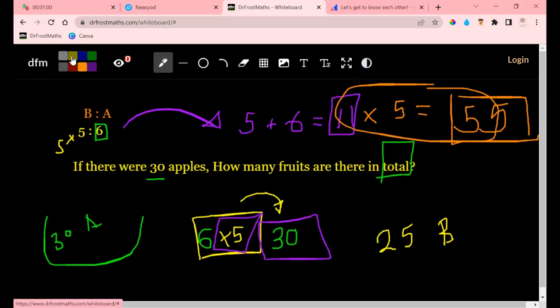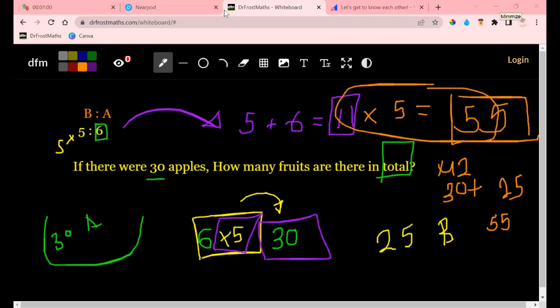Also, we can add 30 and 25. That's another method, method 2. We can add 30 and 25. The same answer comes, 55. So this is a certain part in ratios which we learned last year. Did you understand this one? If so, please send a thumbs up.